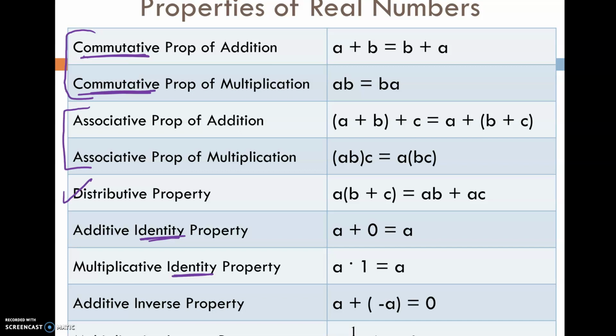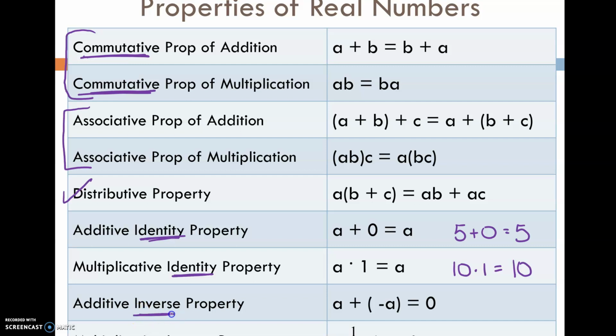If you add the identity to something, it doesn't change the number. So, for example, if I take 5 and add 0 to it, we are still going to have 5. If I take 10 and multiply it by 1, we are still going to have 10. So if you multiply or add something and it doesn't change the value, that's the identity property.